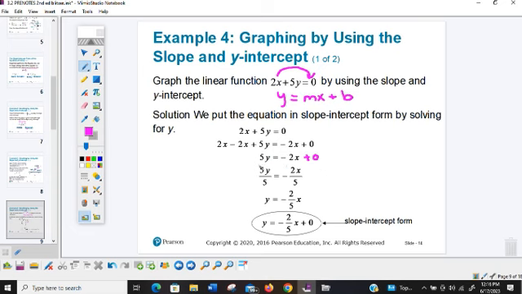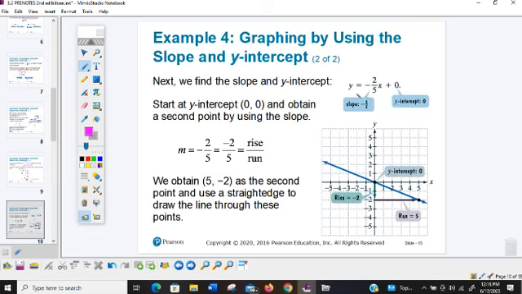So now I want to divide everything by 5. I want to get y by itself. So I divide this by 5. I divide 2x by 5. And I can divide my 0 by 5. I'm still going to get 0. So we end up with the equation y equals negative 2/5 x plus 0. Now we have slope-intercept form, so let's graph it. So we have y equals negative 2/5 x plus 0.